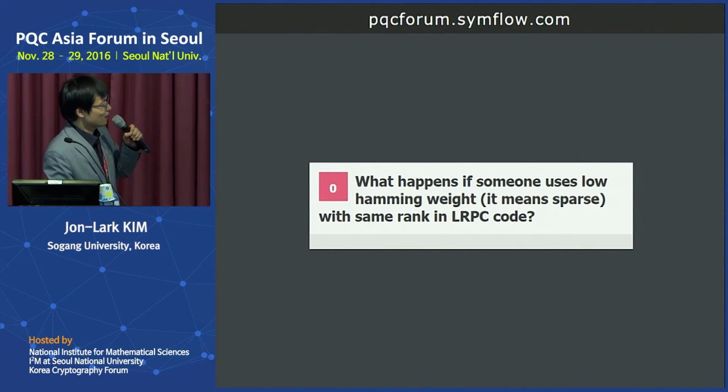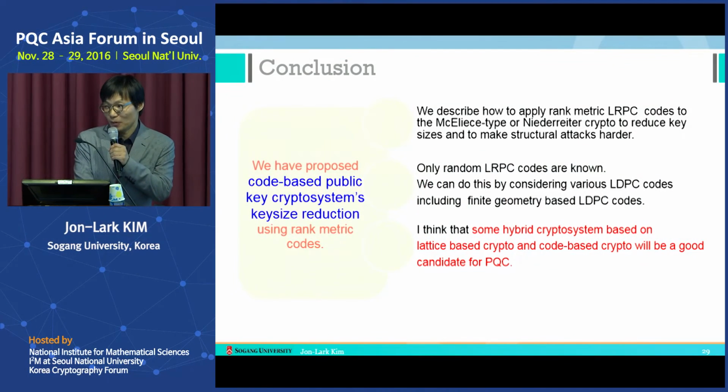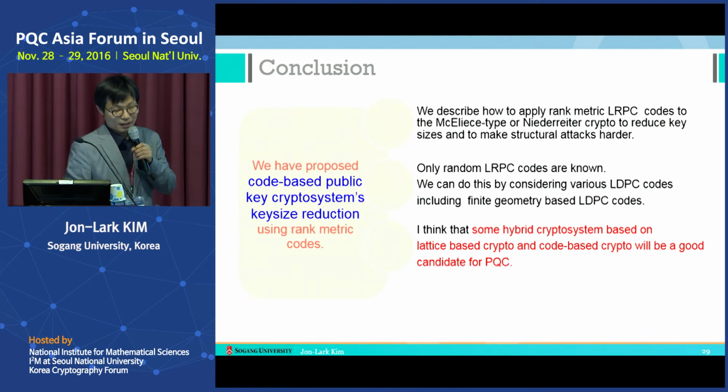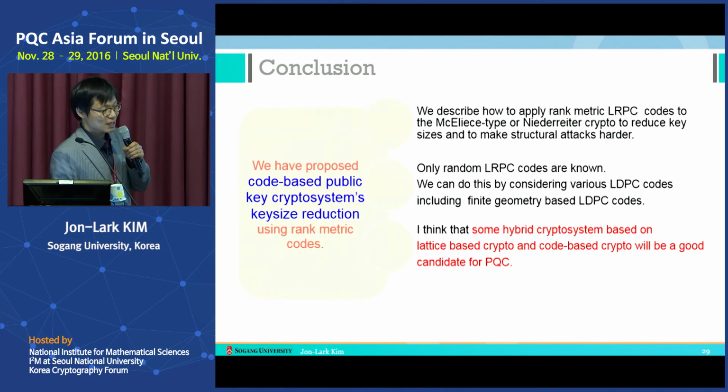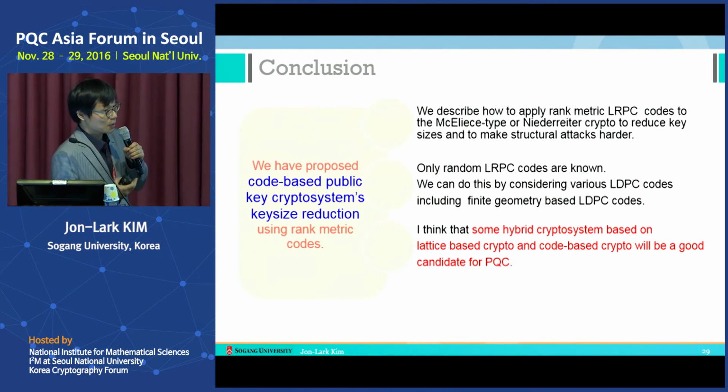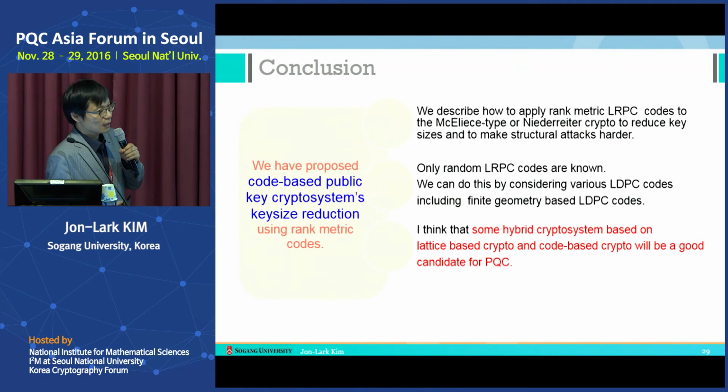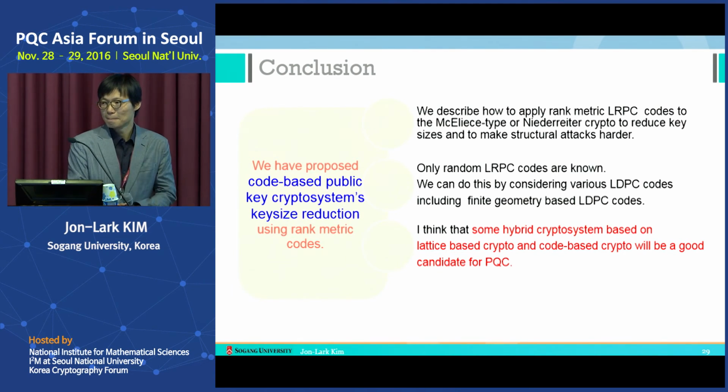Okay, so we don't worry about low Hamming weight because we use totally different decoding algorithms. So I think even though the Hamming weight is small, and also in terms of LRPC code, the rank is low, I think that is also a reasonably good candidate for this crypto system. So it's not bad, I think. Any other question?